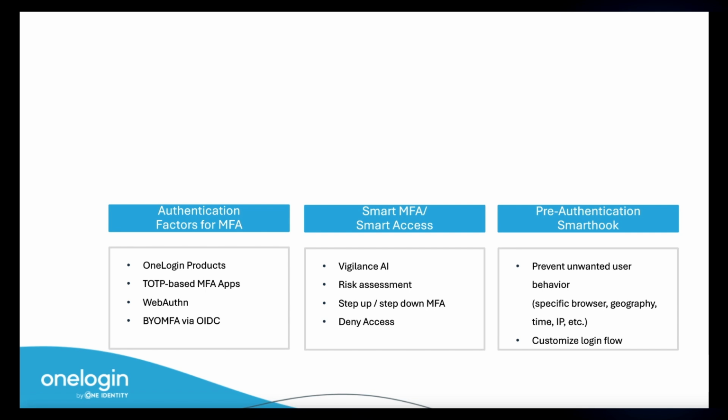For one, it can prevent unwanted user behavior, like if you're coming from the wrong browser, from the wrong geographic location, at the wrong time of the day, wrong IP address, things like that. So again, it looks at a lot of context. And based on this context, it can make decisions like blocking the user or customizing the login flow, for instance, dynamically assigning a different security policy that will enforce step-up authentication or maybe enforce stronger authentication factors or things like that.